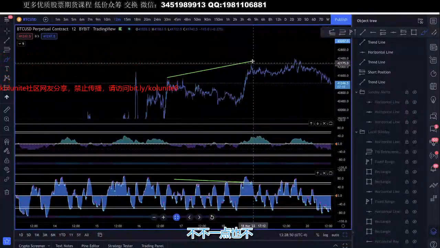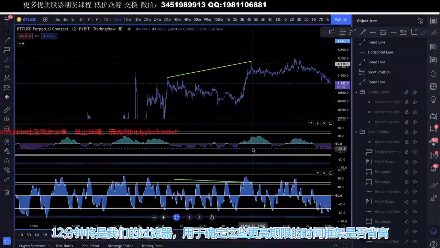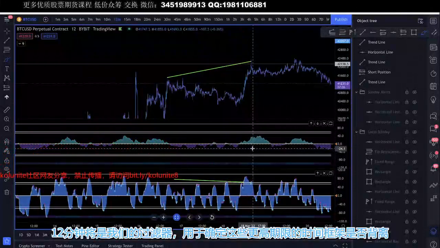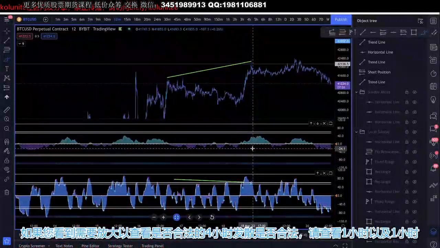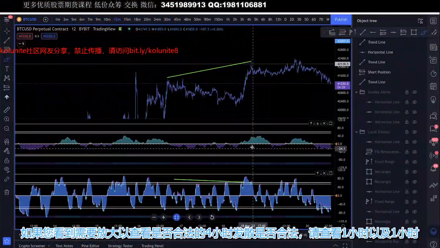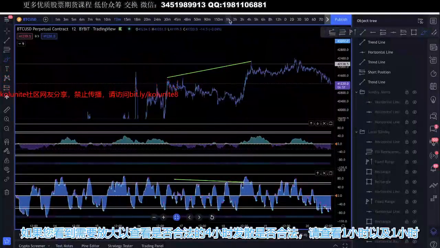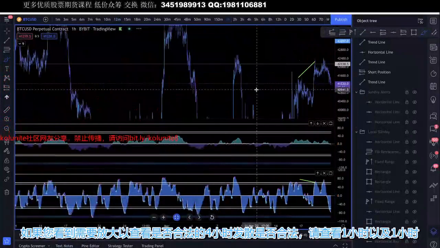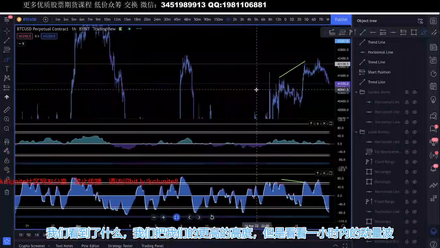No, not at all. The 12-minute is going to be our filter for determining if those higher time frame divergences are legit. If you see the 4-hour divergence, you need to zoom in to see if it's legit. Look at the 1 hour as well. On the 1 hour, what do we see?